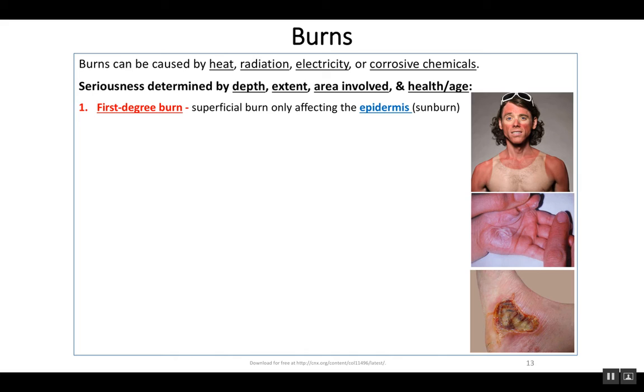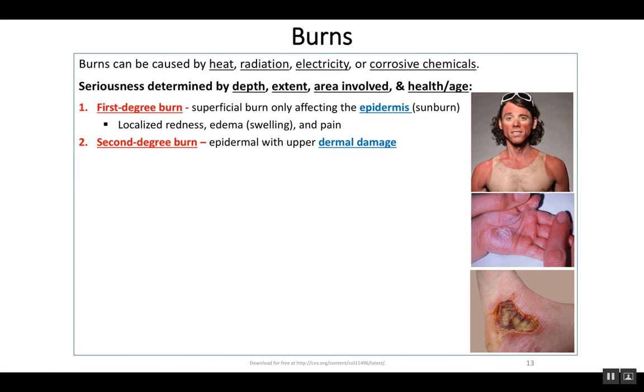First degree burns are fairly superficial burns in that they only affect the epidermis. So your typical sunburn is a first degree burn. Localized redness, some swelling, and can be painful.